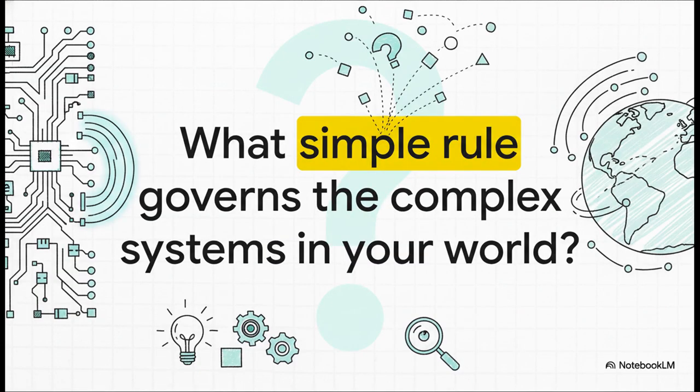Think about it. This simple relationship between three little variables is what allows us to create the incredibly complex technology that powers our entire world. And that kind of makes you wonder, doesn't it? What other elegant, simple rules are out there, just hiding in plain sight, governing the complex systems all around us.